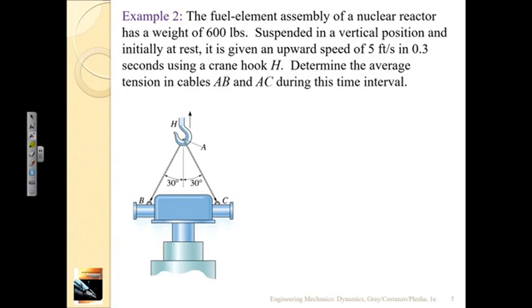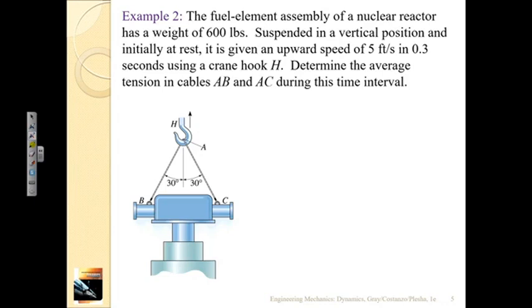All right. Let's put this to work. So here we've got a fuel element assembly of a nuclear reactor. It has a weight of 600 pounds, suspended in a vertical position, initially at rest, okay. And we're given an upward speed of 5 feet per second in 0.3 seconds using a crane. Determine the average tension in the cables during this time.